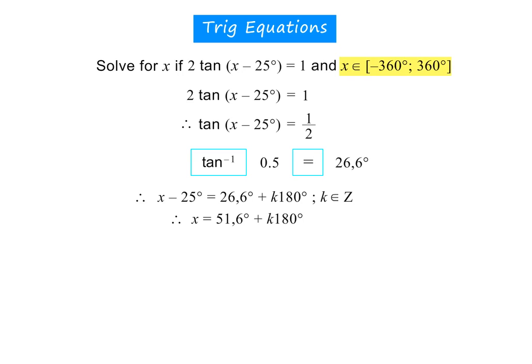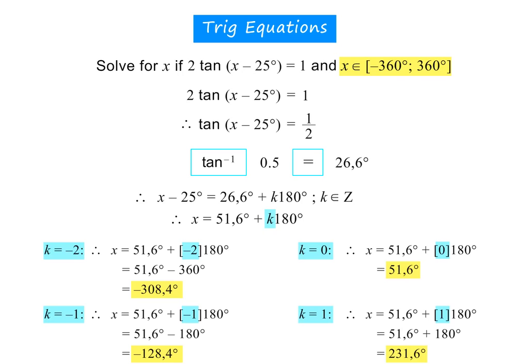Let's now use this general solution to find all the angles that lie in the interval minus 360 to plus 360 degrees. This time we will need to begin with k equals minus 2 to get the first valid solution, and then k equals minus 1, 0, and 1 to get the rest of the valid solutions. Please check that I'm correct.